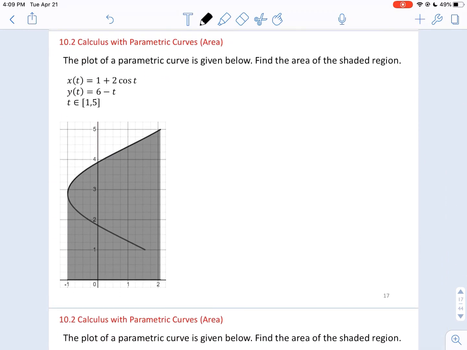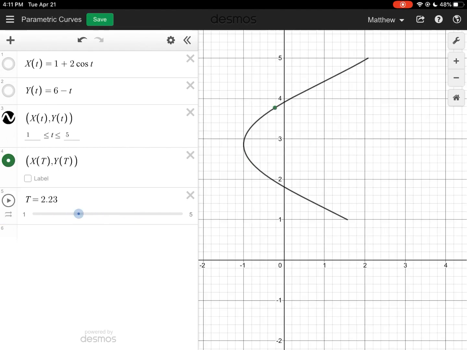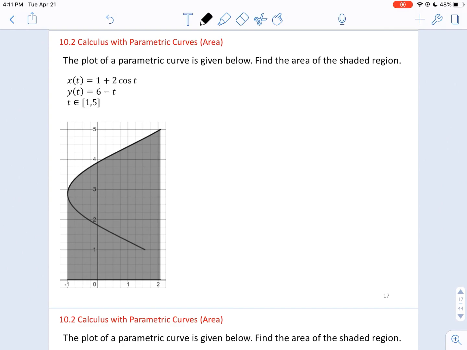Okay, last topic is areas of parametric curves. We have a new example to work with, so let me type that into our Desmos. We're trying to find the area underneath this curve, the shaded region here. Notice first of all that it starts at this location but it ends here, and vertically those aren't aligned.